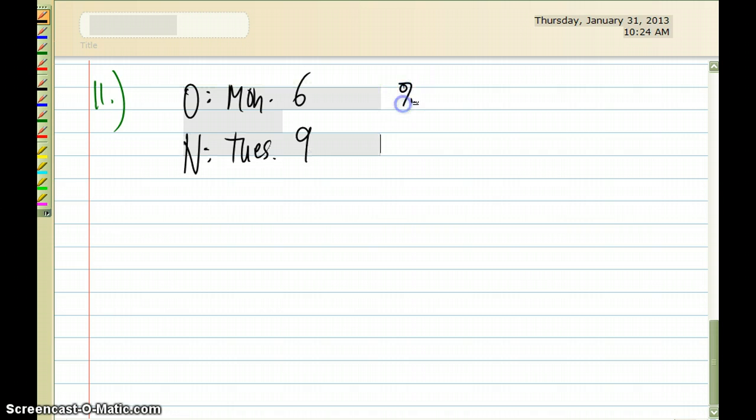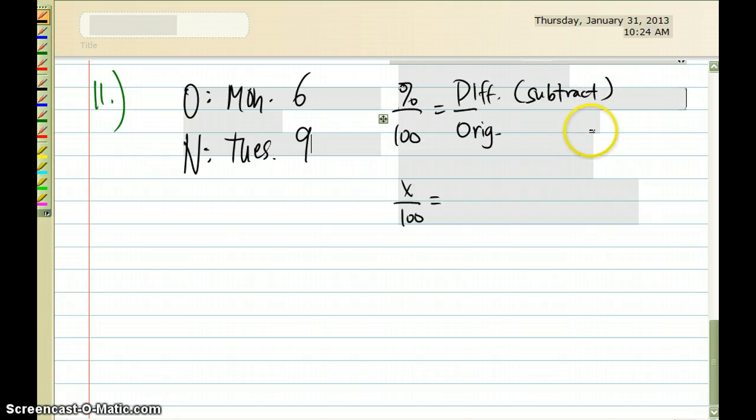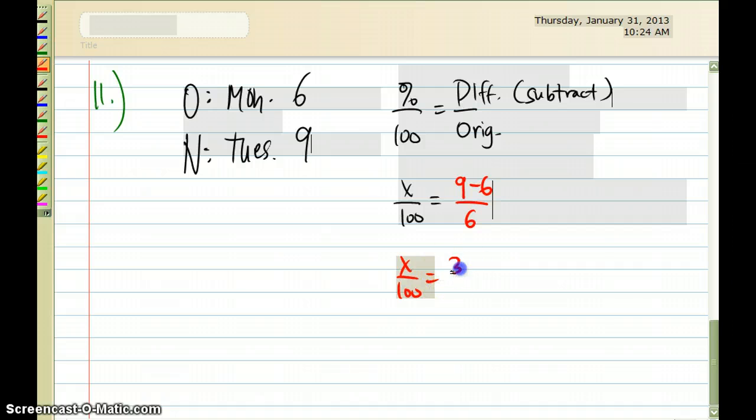And then from here, I would do percent over 100 equals D over O, where D is the difference and O is the original. So I'm going to have x over 100 equals, and the difference is, remember, difference just means to subtract. So if it helps you, you can do so, then it'd be S over O instead of D over O. But I do like to put that vocab word in for you too. So 9 minus 6 is going to give me 3, and my original here is 6. So actually, let me rewrite it down here. I have x over 100 equals 3 over 6.